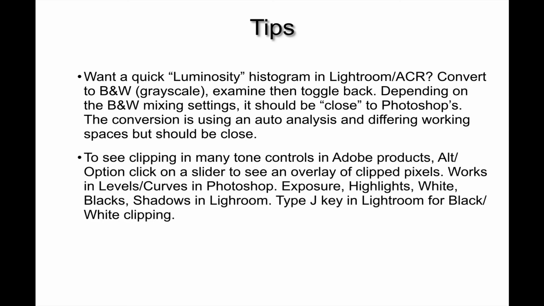As I said, to see clipping in tone and color, the Alt-Option key on a number of sliders in Camera Raw and Lightroom are the way to go. Rather than depend on the histogram itself, by holding down the Alt-Option key on the various sliders, you can see specifically what is clipping and where on the image. That's really so much more useful than just looking at the histogram.